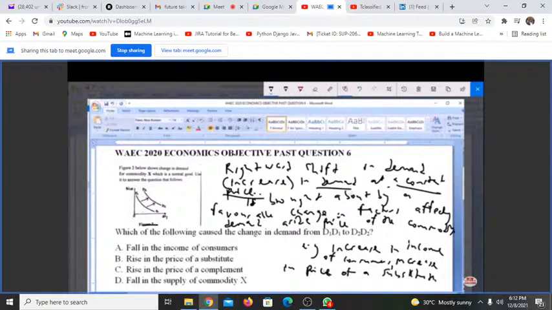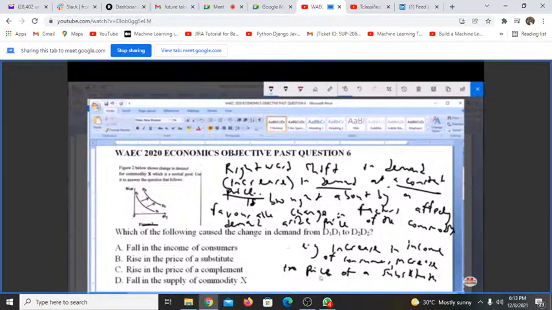And another favorable factor we saw is the increase in price of a substitute. Now, when the price of a substitute commodity increases, the consumers will go for the cheaper product, irrespective of the fact that the price of that product hasn't changed. Because the price of the substitute has increased, they will go for a cheaper product that can still perform that same function that they want. So this also causes a rightward shift in the demand curve.